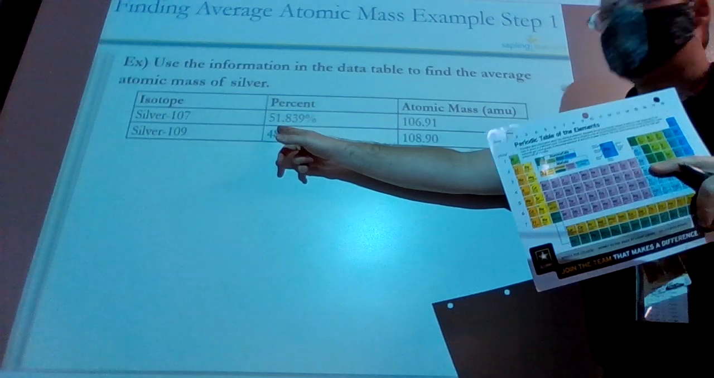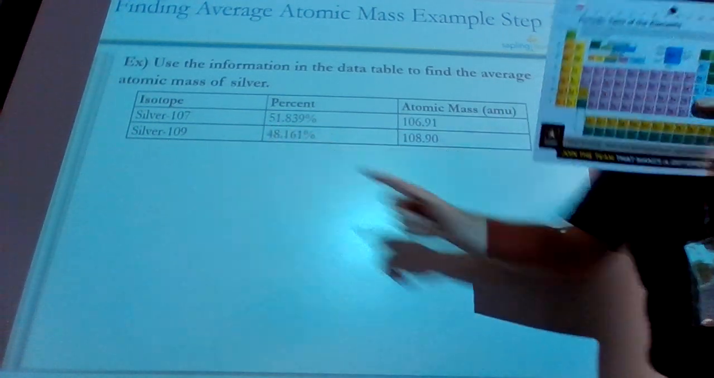So step one, I need to take my percentages and turn them into a decimal. I'm actually going to turn the lights on real quick. I've done this over here. Instead of 51.839, I moved my decimal twice and I have 0.51839. And instead of 48.161%, I moved my decimal twice and have 0.48161. Now I'm going to multiply by the mass that they gave me. For silver 107, the mass is 106.91. For silver 109, the mass is 108.90. So I take my percent, which I've turned into a decimal, multiply it by the mass, and I get an answer. And I'm actually going to get two answers. Now, the last step is to add them together.